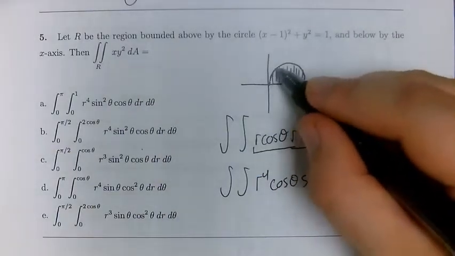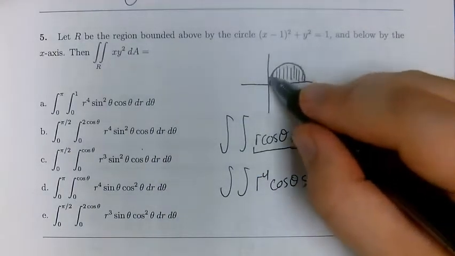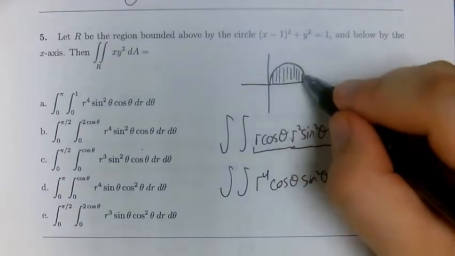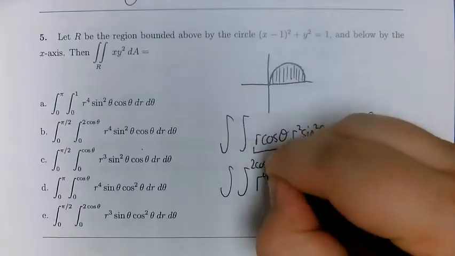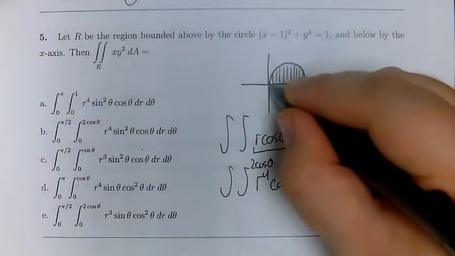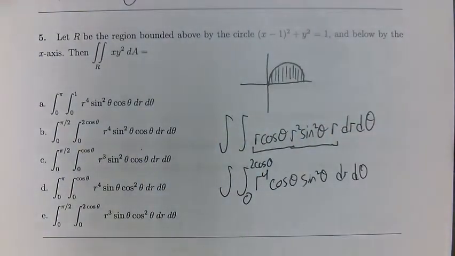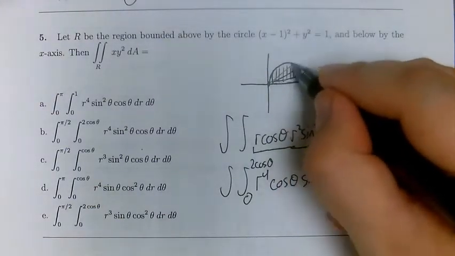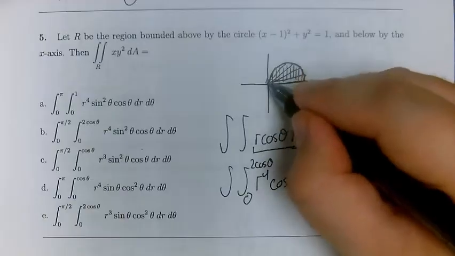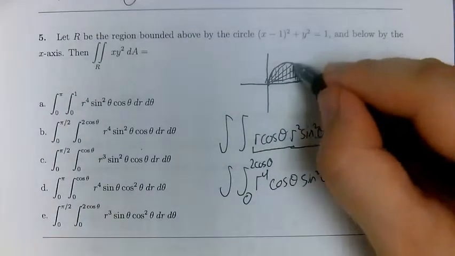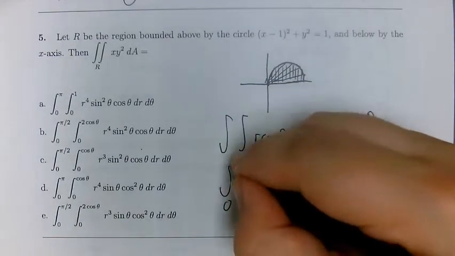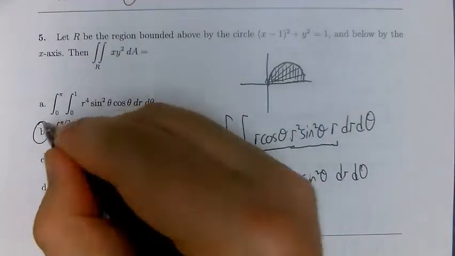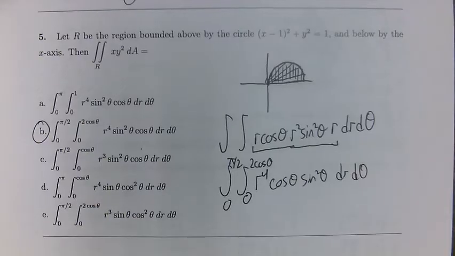Our function here in terms of r, the way to represent a circle of diameter 2 in the x direction with r is 2 cosine of theta. And since we go all the way back to the origin here, our lower bound will be 0. Now if we were to trace this curve out with thetas, we would go all the way from 0 to pi over 2 to get this part of the circle. So this will go from 0 to pi over 2. That leaves only one answer choice remaining, and it's this one right here.